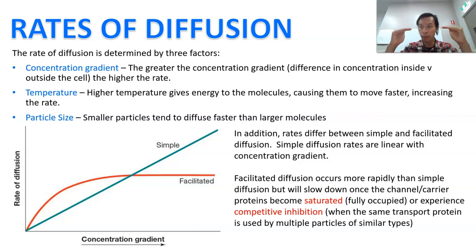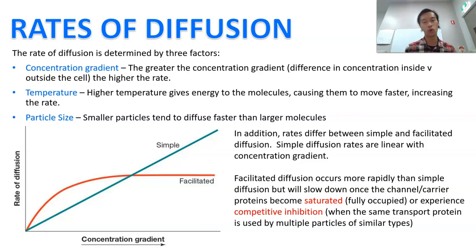If it's even proportions on both sides, so let's say you've got the same amount of molecules on the outside of the cell as the inside, it's going to move in and out at the same rate, and therefore the concentration isn't going to change at all. It becomes even and balanced. The rate of diffusion also depends on temperature. The higher the temperature, the faster the molecules are going to move and the faster the rate of exchange is going to be.